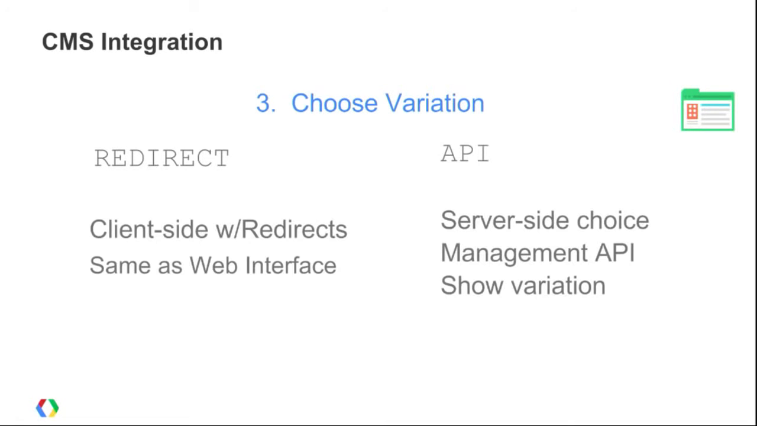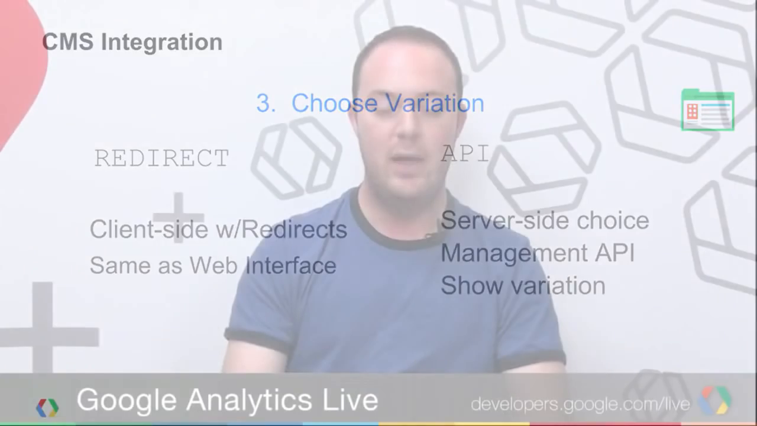If you're doing an API implementation for content management systems, now you're handling everything yourself, so there are a couple of things you would need to do. One is you're going to be making the choice server side. That means you need to query the management API, understand what variations are active for this particular experiment, and then serve that variation to the user based on the weights you have for that variation and whether they should be included in that experiment. And this can all be done through the management API.